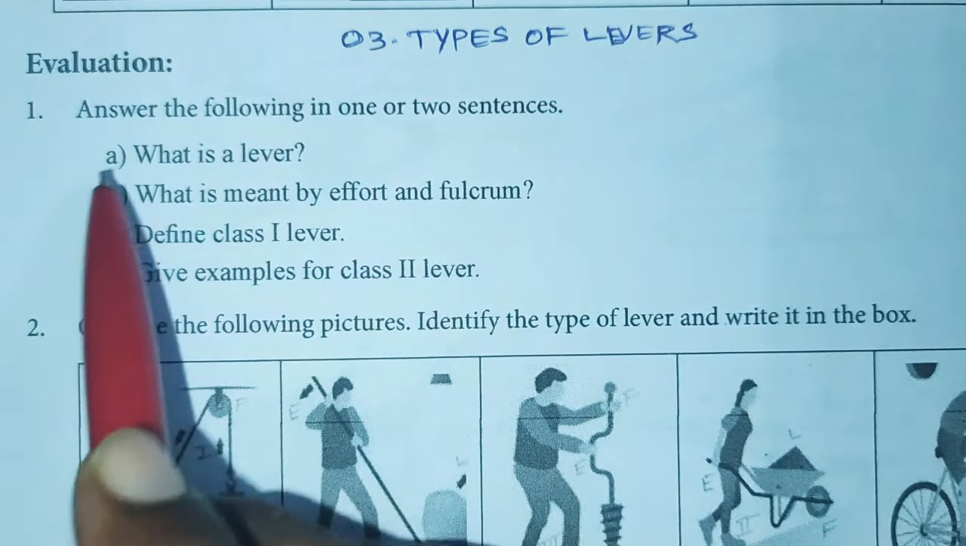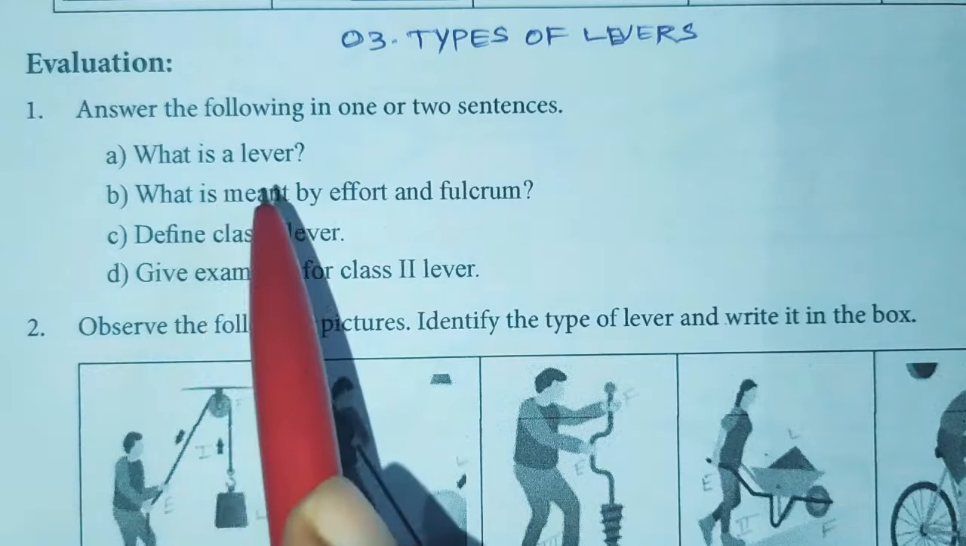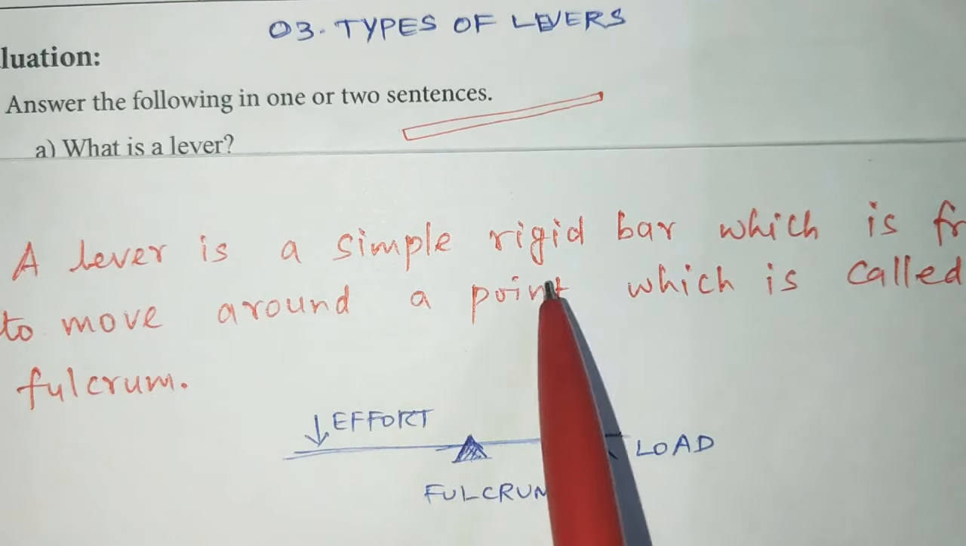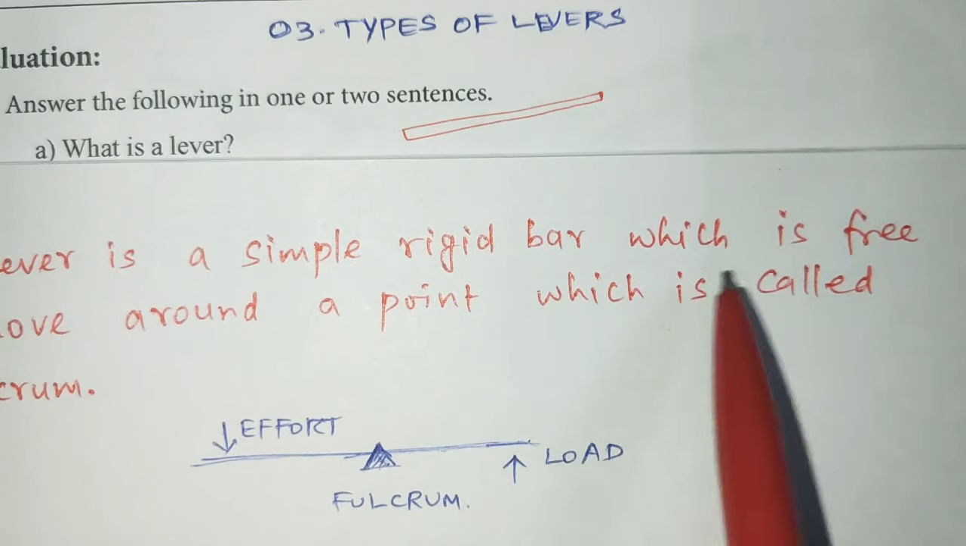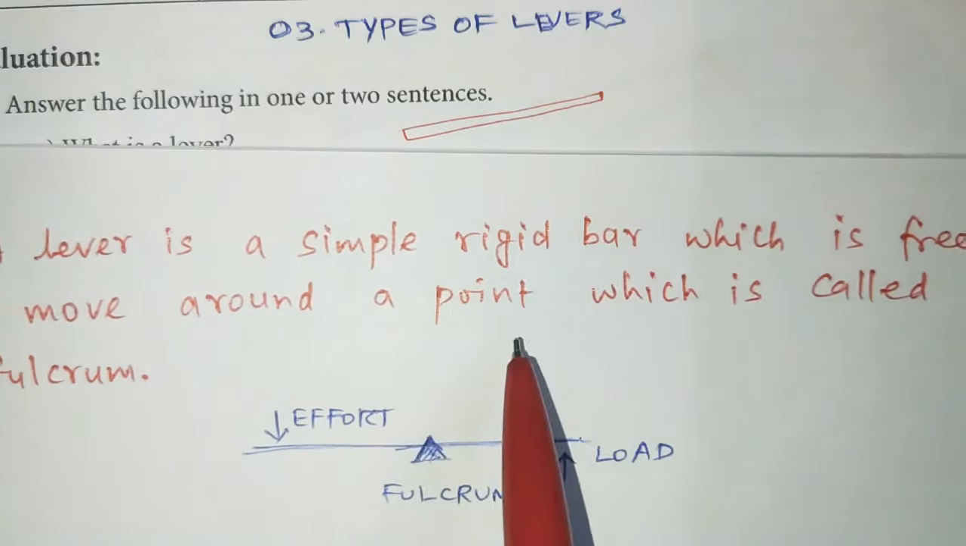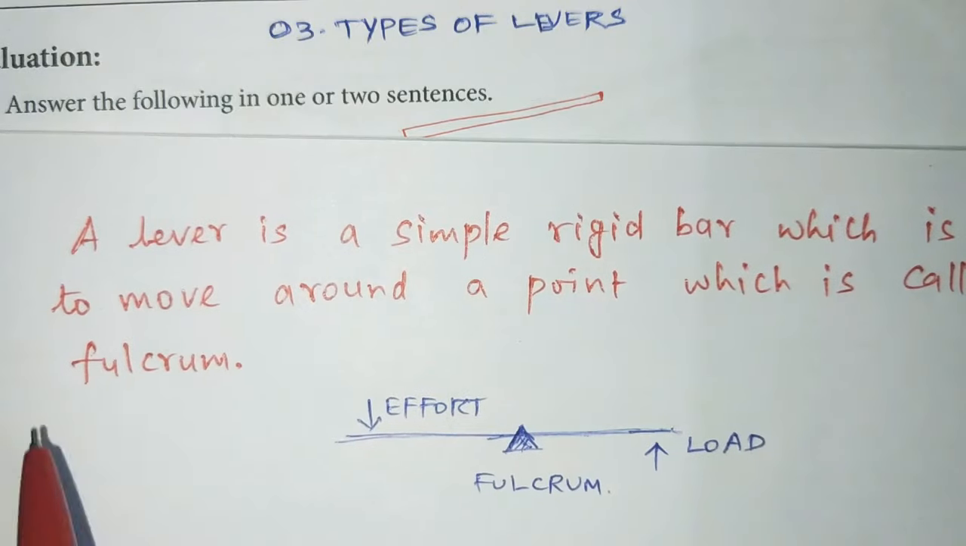First, A sub-question: what is a lever? A lever is a simple rigid bar which is free to move around a point which is called the fulcrum.